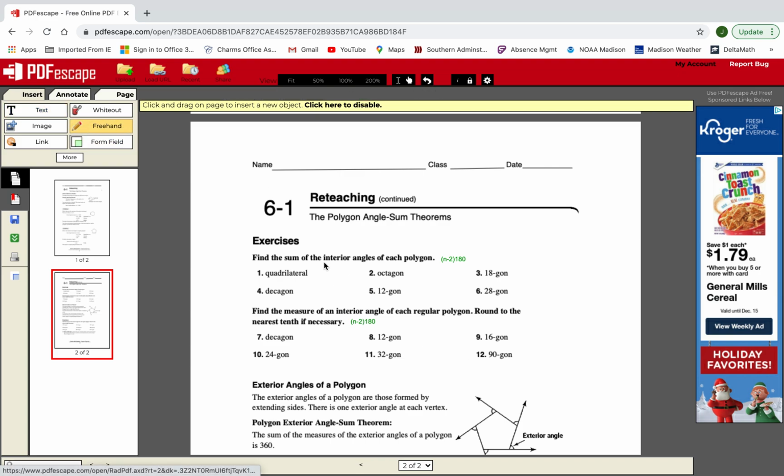So n minus 2 times 180 is going to give us the sum of the interior angles, and then I'll just divide that by the number of angles, or the number of sides. Okay? All right, so let's go ahead and make sure that we know how many sides each of these figures has. Quadrilateral, hopefully we are understanding that that is 4 sides.